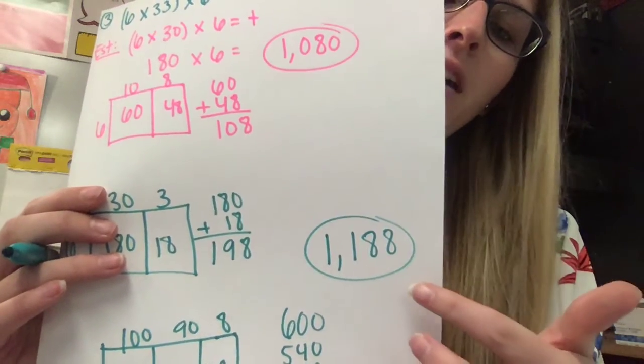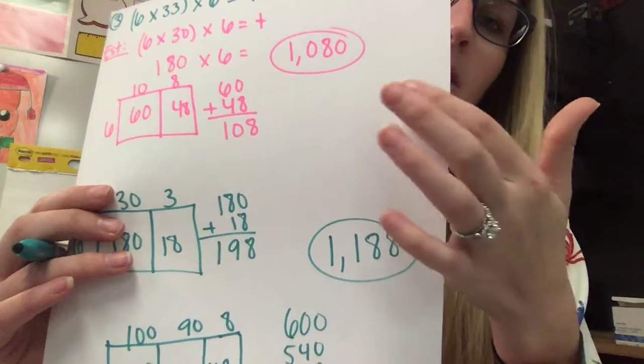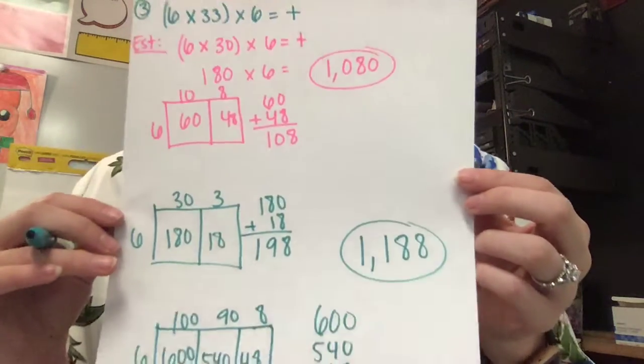Okay, and so we can kind of compare our estimation and our answer. We were a little bit off. We were a little bit low in our estimation, but not too far off. So then that way I know my answer is correct.